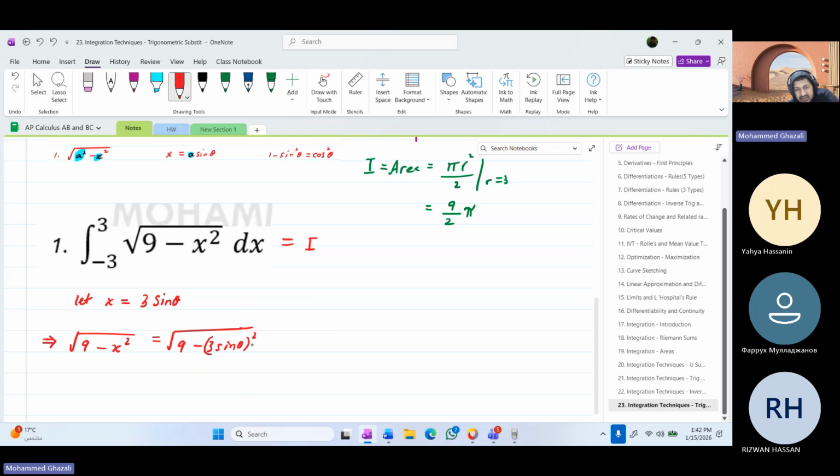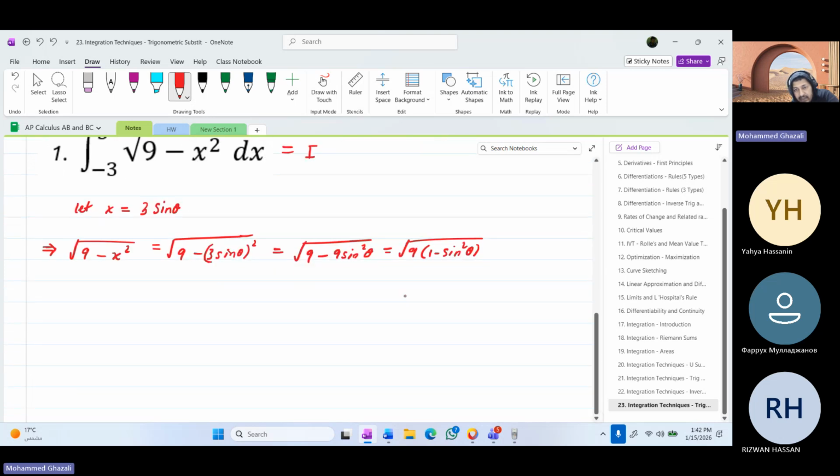Remember this is equation 1. We still need to modify that. So that is the square root of 9 minus 9 sine squared theta. You can take out 9 as a common factor, so 9 into 1 minus sine squared theta.